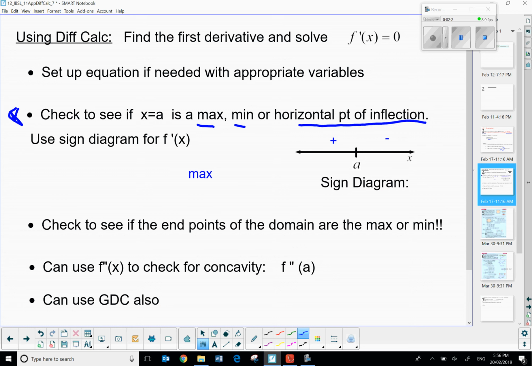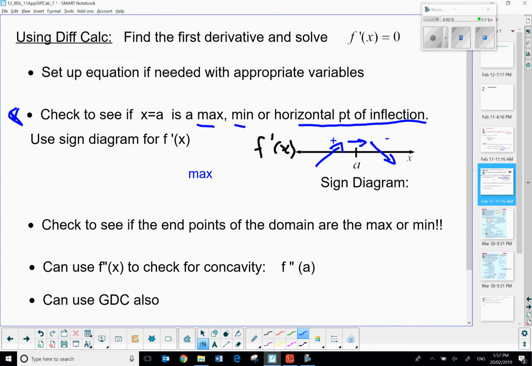The only way you're going to tell that is from your sign diagram. In this case, if it's a maximum, then the original function would have been going upwards, giving it a positive gradient. So this is a sign diagram for f dash of x. Initially positive gradient, then at A where you've got your stationary point, it would have been horizontal, 0 gradient, and then a negative gradient. So that means at A you had a maximum.